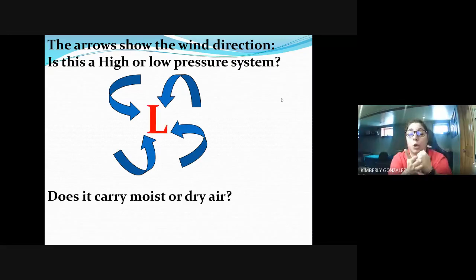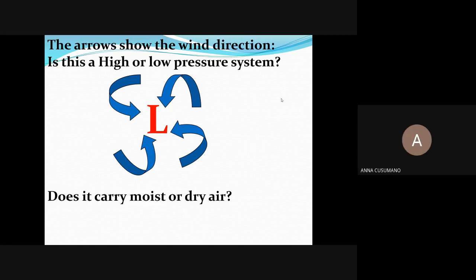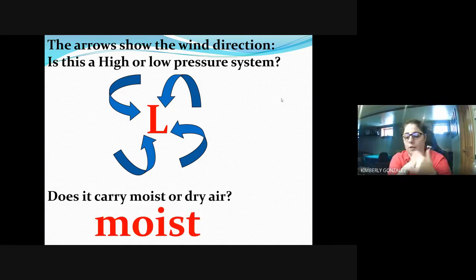So if it's low, is it going to be moist or dry air? Is it going to be wet or dry? Wet. Moist. Very good. Okay.